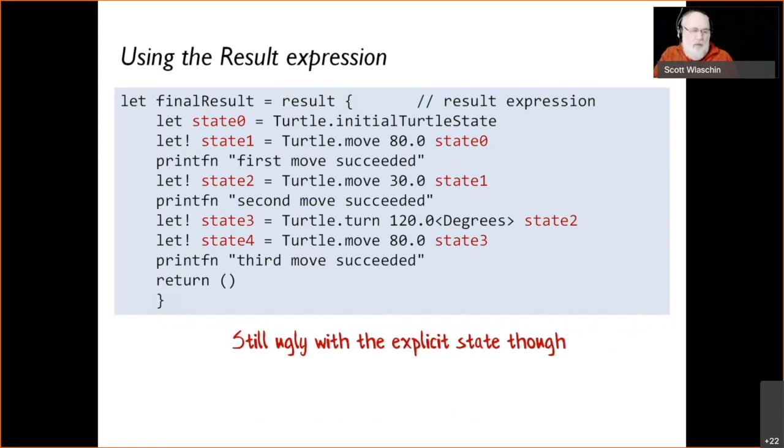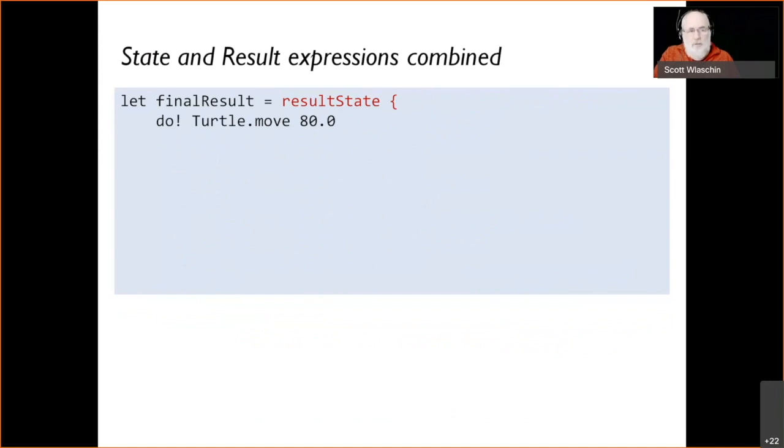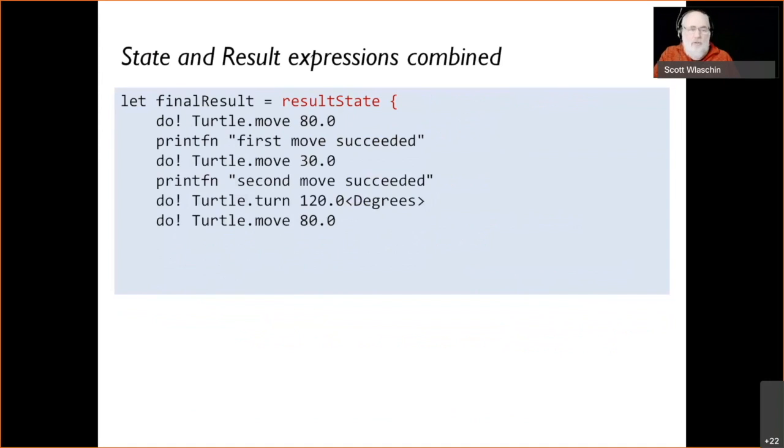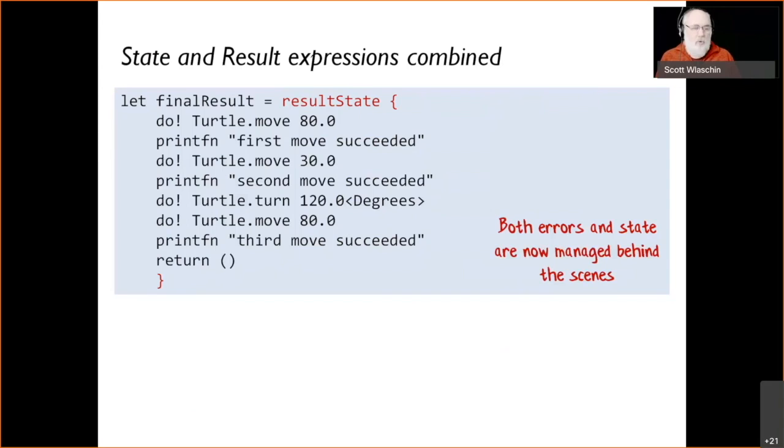Yes, we can. We can combine the result expression and the state expression to have a result state expression. And now we've got the state being run through the back, and we've got the result, the error handling, being done at the back, and the front end code, the superficial code, is very clean again. It looks just like the comparable code. So we can combine these different kinds of things, state and result, together in a really nice way.